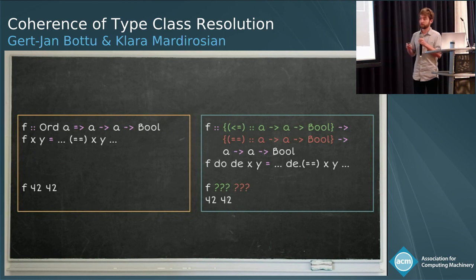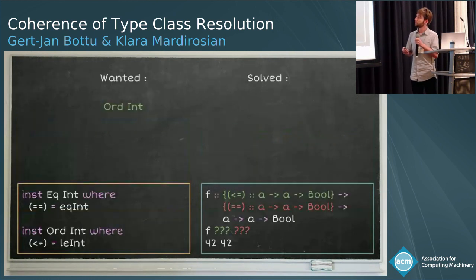So we again call resolution. We have a wanted constraint Ord of Int. Look at our instances, construct our record, and we do the same for Eq of Int.